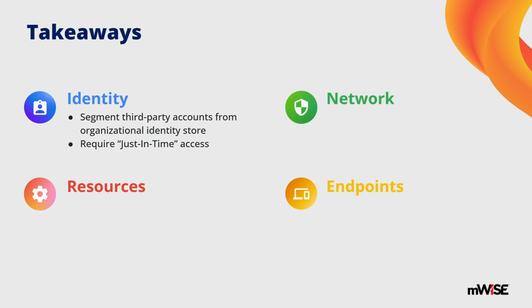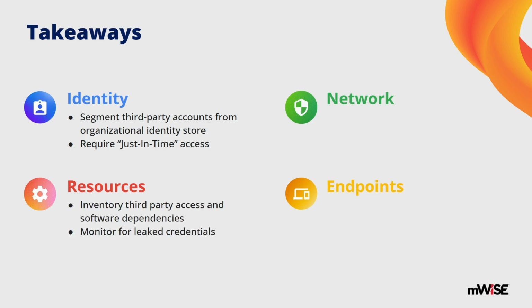Second bullet there is around just-in-time access. If a third party needs to administer some part of your cloud environment, they're at minimum enforced for MFA, but ideally have to go through some approval process to then elevate to that privileged access. On the resources side, make sure there's an inventory of third-party access and software within the organization, and then monitor that external attack surface, in this case focused on monitoring for leaked credentials that can be used to access your organization's resources. Like we saw in this case, even though the organization itself wasn't compromised, their associated credentials ended up being leaked on that dark web forum.